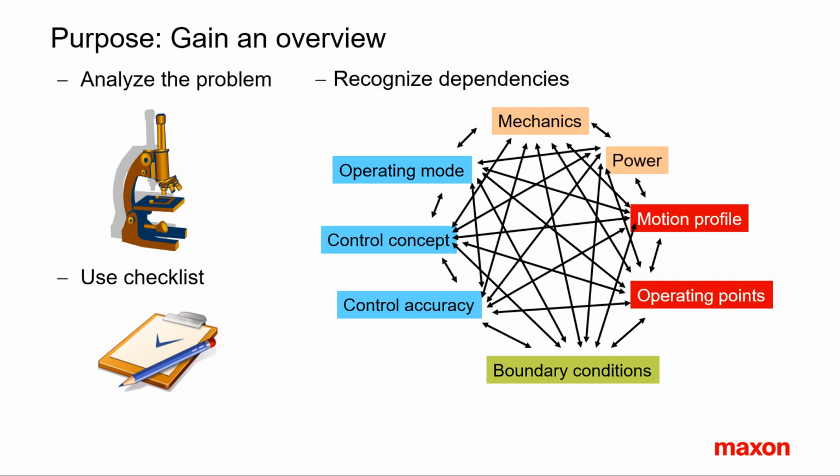Is all the necessary information available to perform a successful selection? Do we know all the relevant parameters? Dependencies between the single system components have to be identified. A checklist can be a helpful tool to make sure that all aspects have been considered.